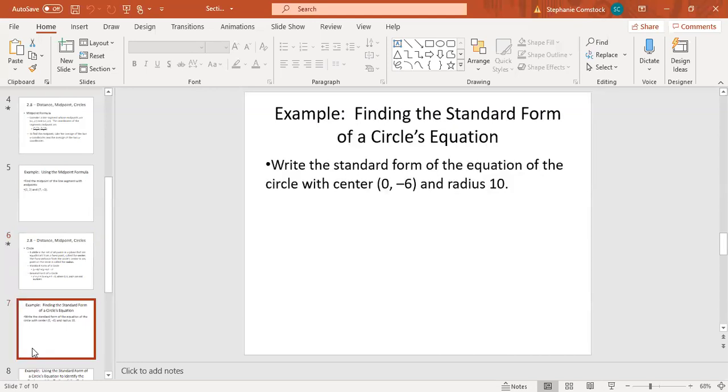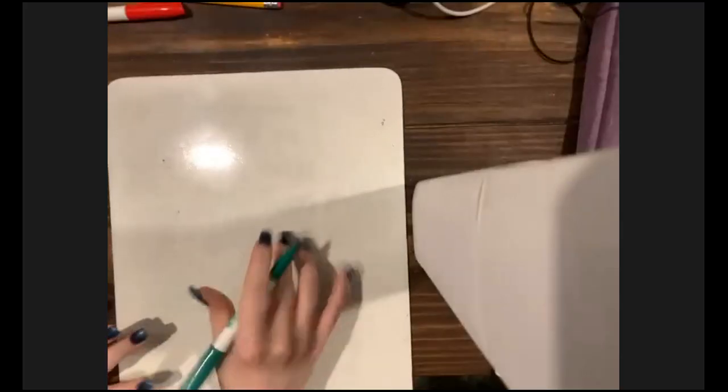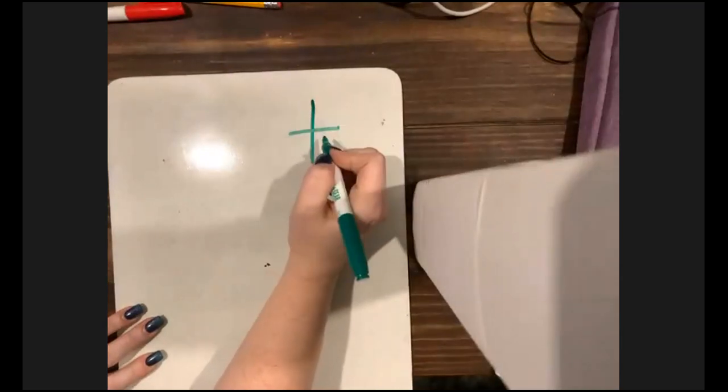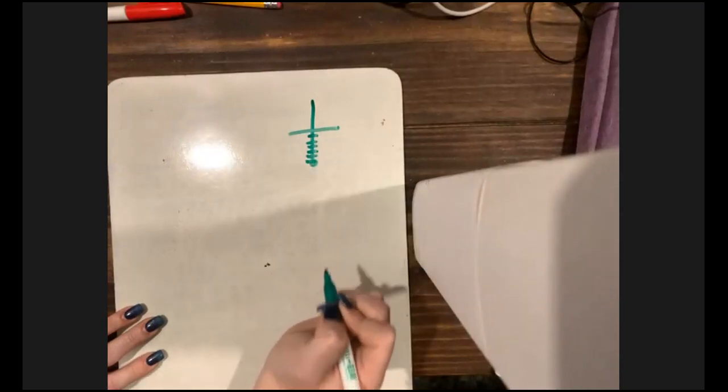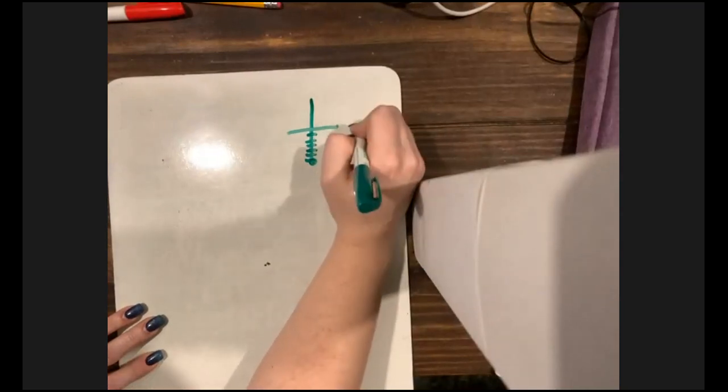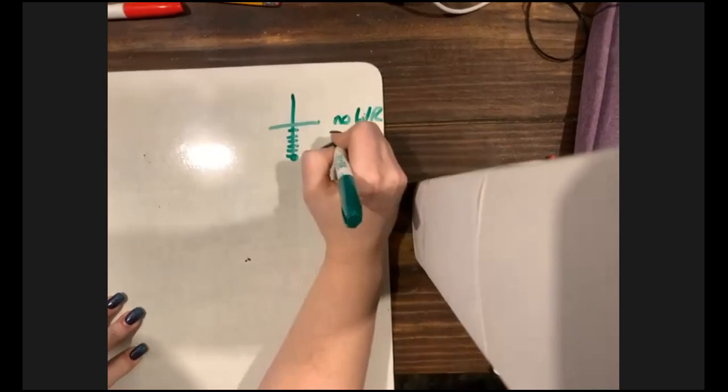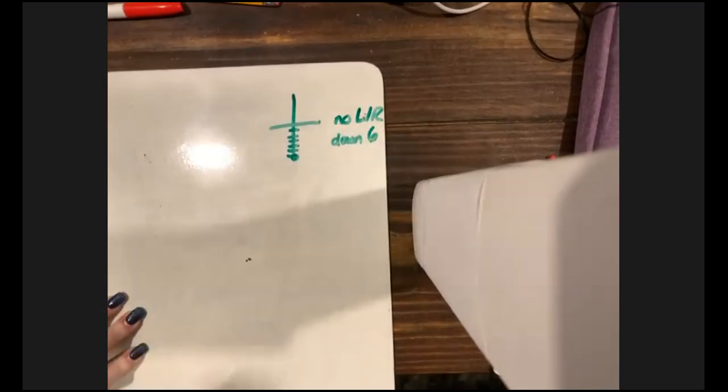So first thing it asks us to do is write the standard form of the equation of a circle whose center is at 0, -6, and whose radius is 10. Now, first thing, I'm going to just make myself a little grid space over here. I'm at 0, -6. If I think about that as my center, I didn't go any left or right, but I did go down 6.